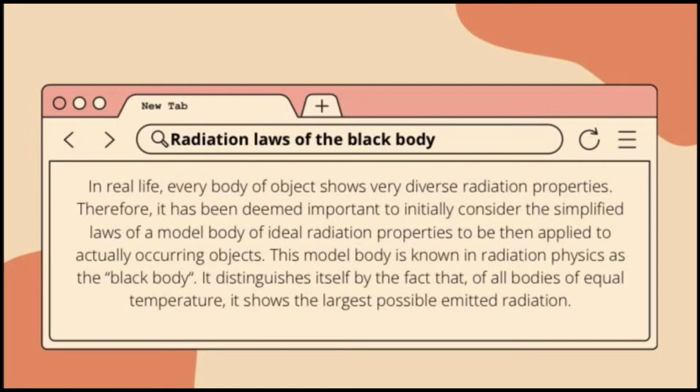the black body. So every body or object shows very diverse radiation properties. Therefore, it has been deemed important to initially consider the simplified laws of a model body of ideal radiation properties, to then be applied to actually occurring objects. This model body is known in radiation physics as the black body. It distinguishes itself by the fact that of all bodies of equal temperature, it shows the largest possible emitted radiation.